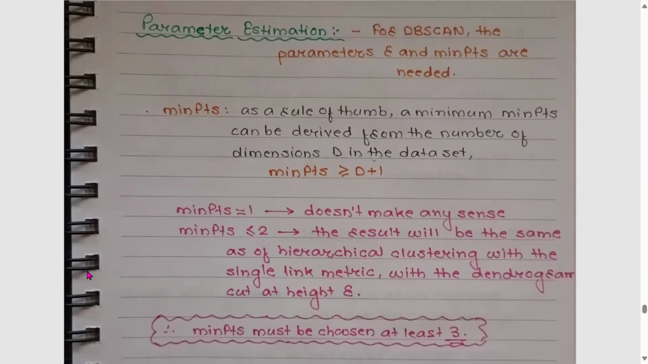If you select minimum points less than or equal to 2, the result will be the same as hierarchical clustering with the single link metric, with the dendrogram cut at height epsilon.